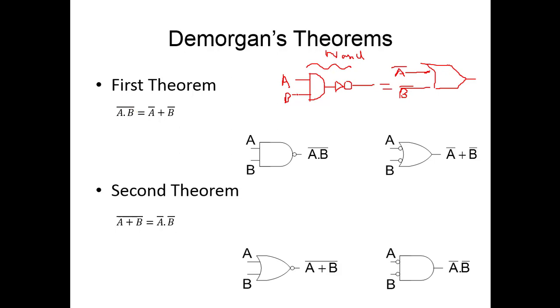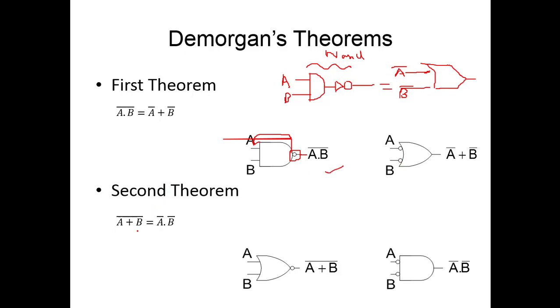A and b whole complement is equal to a complement or b complement. You can see from here that when this bubble, which denotes an inversion operation, is moved to the input side, the gate changes from AND to OR gate. So AND with an inverter at the output becomes OR with inverters at the inputs.